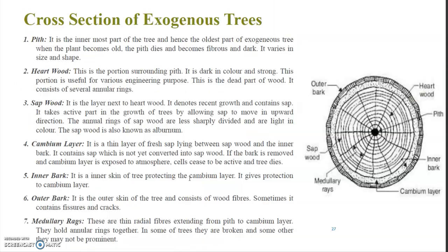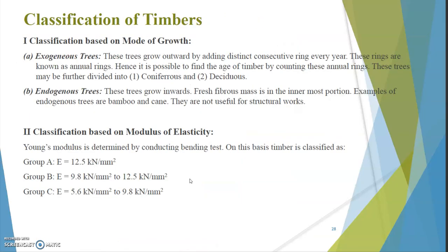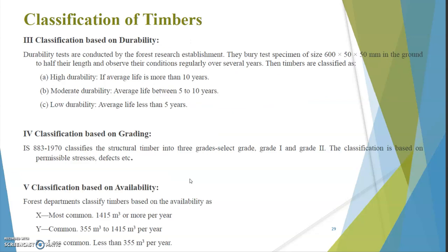Starting from the growth based classification, exogenous and endogenous, then modulus of elasticity based, then durability based, then IS code, the central government of India, right? Like this IS code, every country would have its own national standard codes, so you should understand that it's not globally framed, but national level frameworks, right? Then finally, classification based on availability.